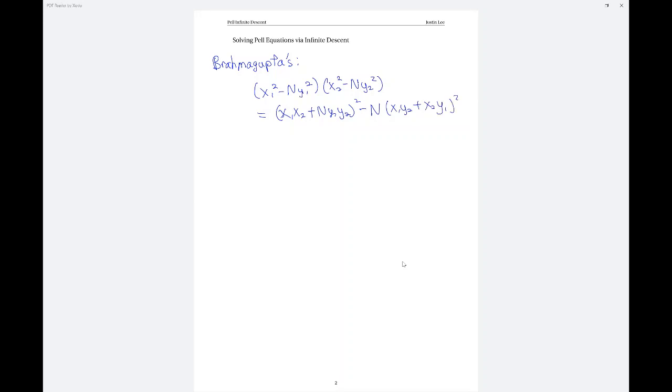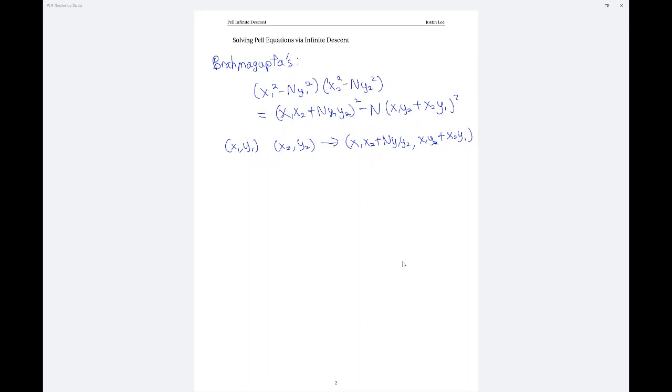Now note how, if we apply Brahmagupta's identity, that means if we have two solutions (x1, y1) and (x2, y2), then we can generate a solution to our Pell equation given by (x1 x2 plus n y1 y2, x1 y2 plus x2 y1), because note that on the left-hand side it's a product of something squared minus n times something squared, and the right-hand side is something squared minus n times something squared.